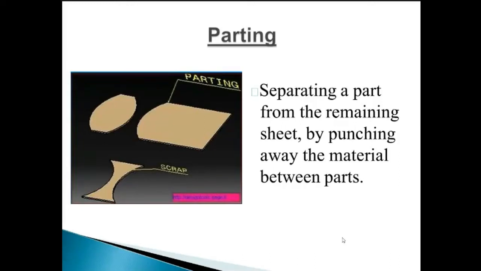Due to the parting operation, we cut the single sheet metal into two different parts, and there is some wastage which can be collected after the parting operation. That is nothing but your scrap. So parting is generally done on different sheet metals for separation purposes, when we have to separate two different parts from a sheet metal. At that time we perform a parting operation.